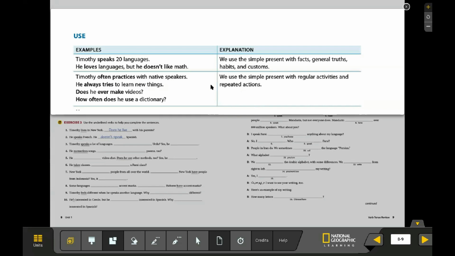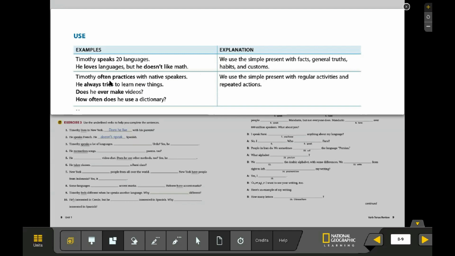We use the simple present with regular activities and repeated actions. Timothy often practices with native speakers. He always tries to learn new things. Does he ever make videos? How often does he use a dictionary? Very good. Perfect, Carlos. So regular activities and repeated actions.